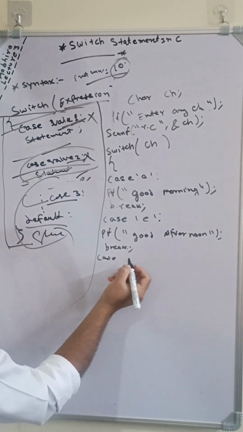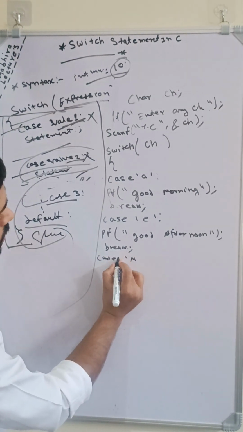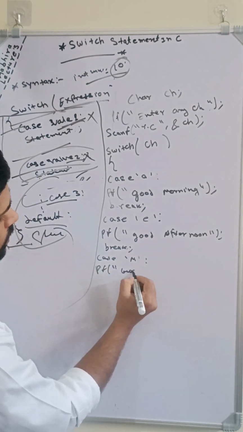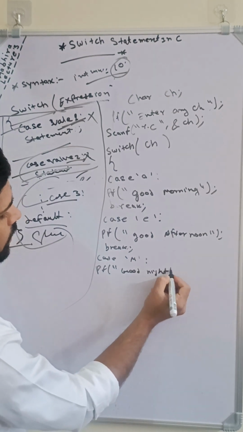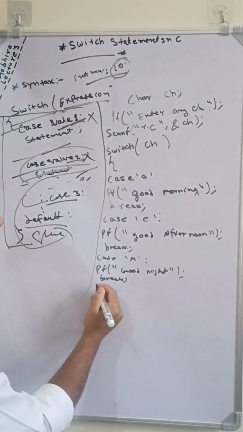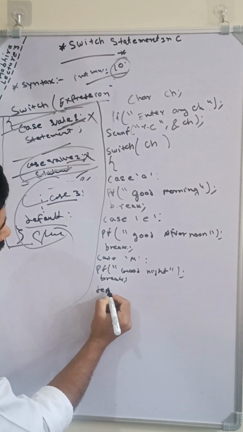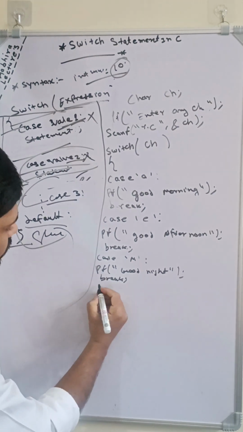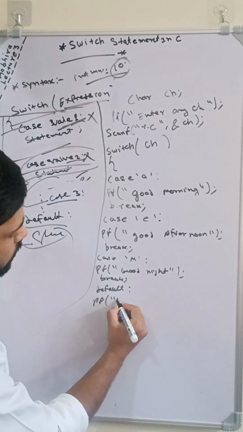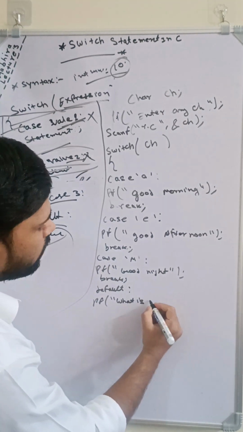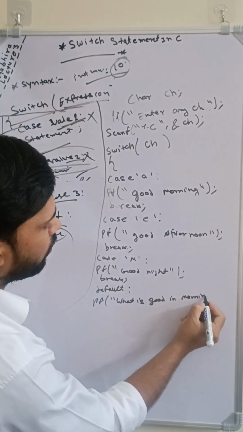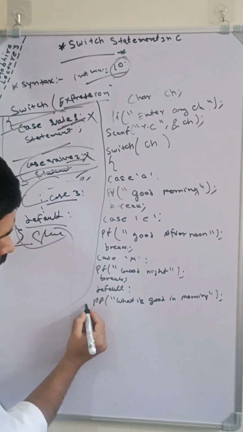Then take another case 'm': print good evening, then break. Then take default and print the statement: what is good in morning. Then close the bracket.